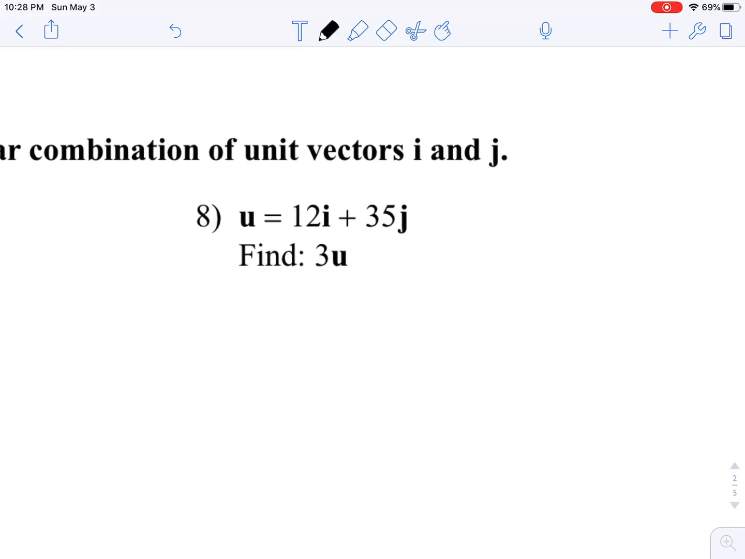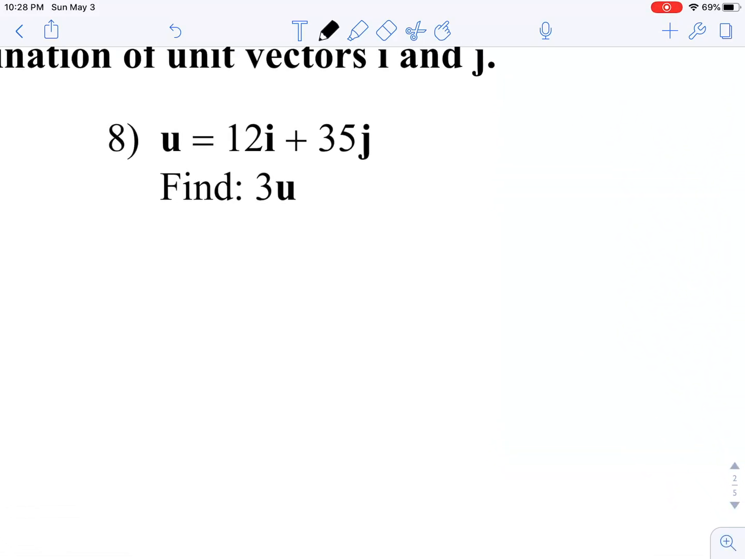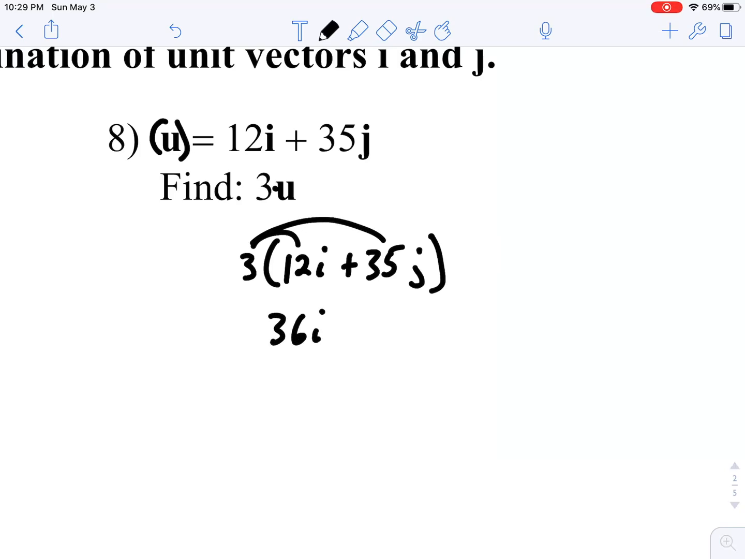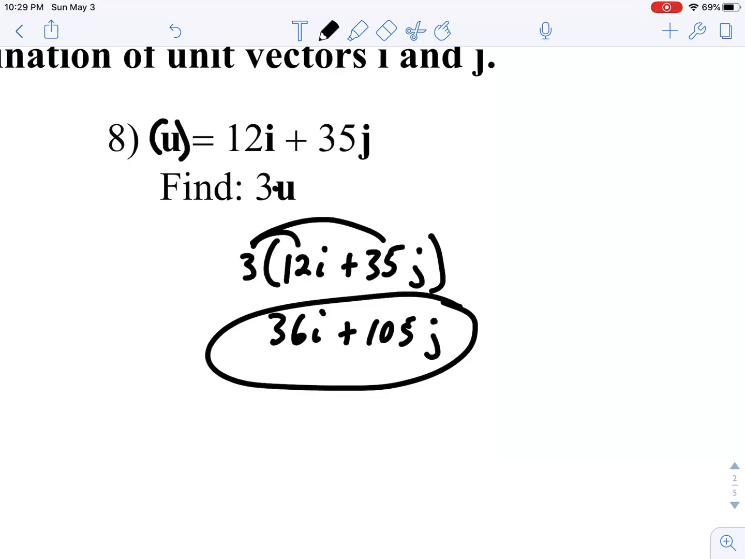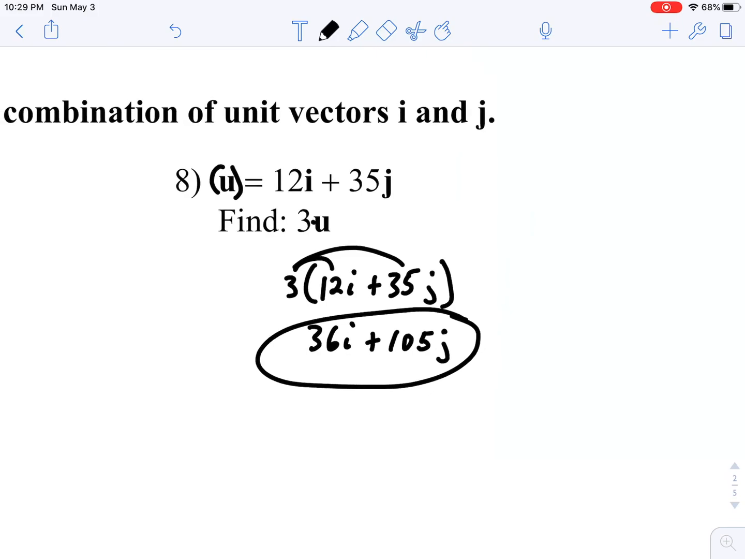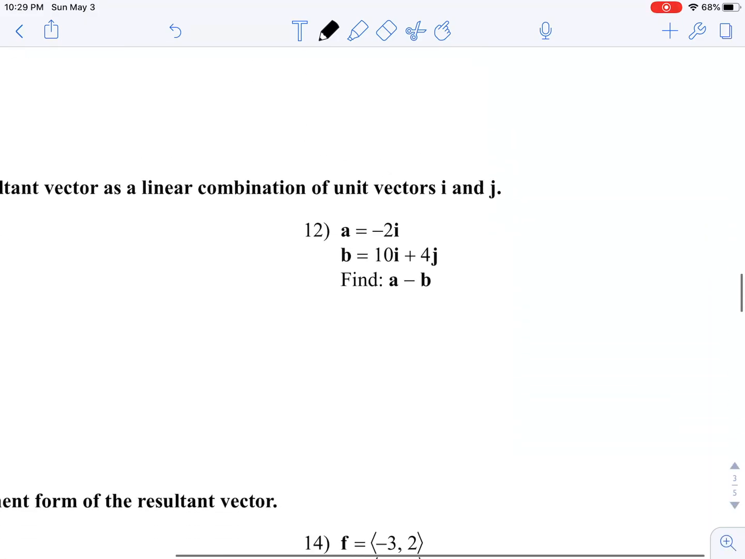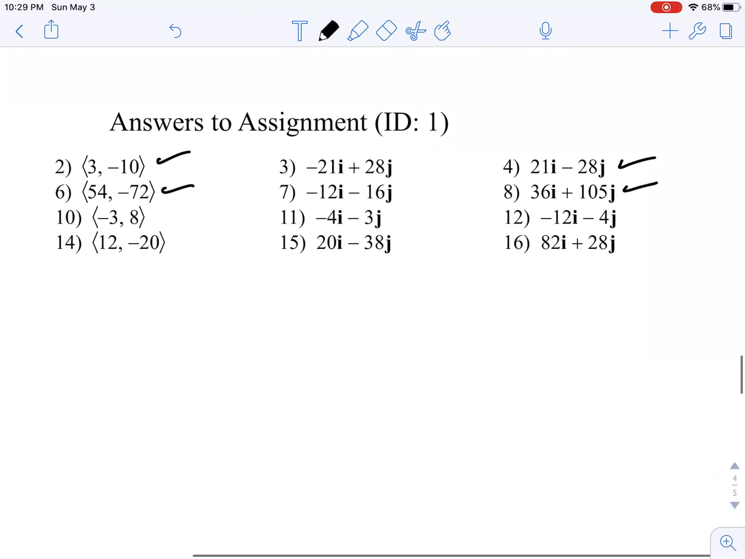Number 8. Now this is in the ij form, but still 3 times u. We're going to multiply this vector by 3. So if you want to, you can treat this like a basic algebra problem and just do the distributive property. That's 36i plus 35 times 3 is 105j. You know what, let me make that 5 look like a 5. And there it is. So let me scroll down to number 8. 36, 105. There it is.